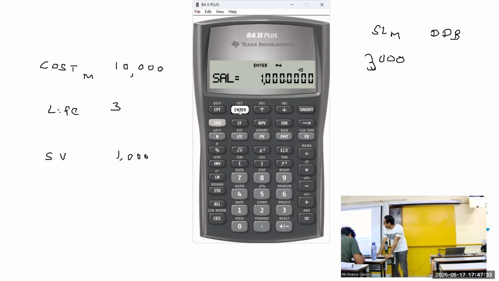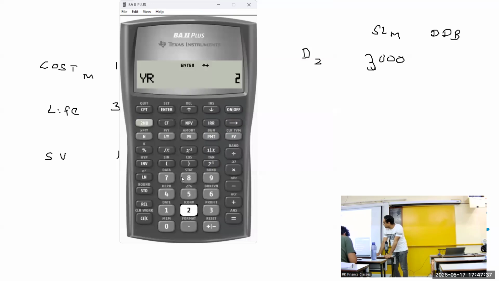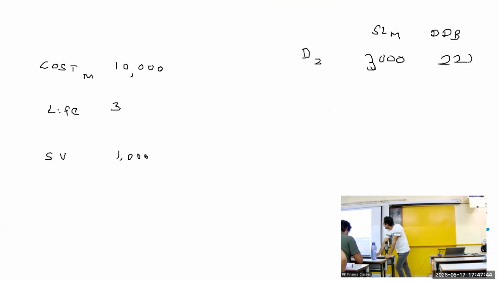Okay. Enter. Scroll down. I am looking for year 2. So press 2 and enter and scroll down. It's 2222. Okay. Next question. Any doubt? पक्का सबको clear है, right? The formula is 2 divided by life.